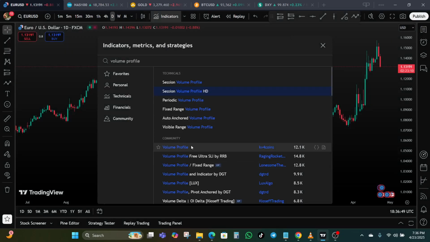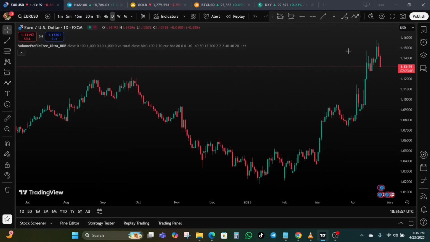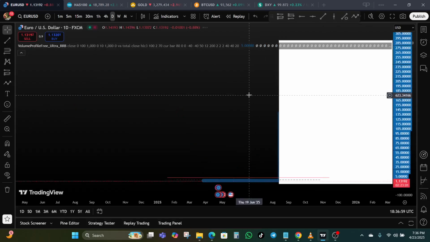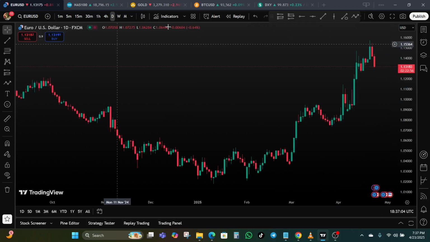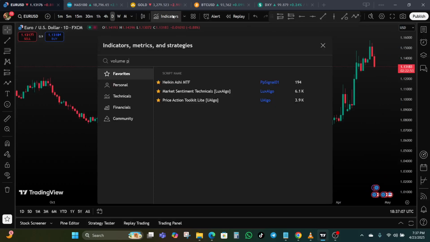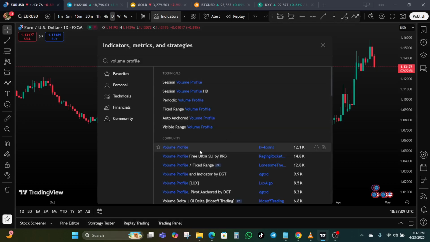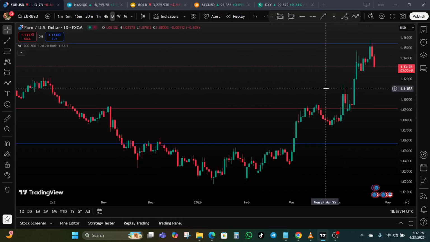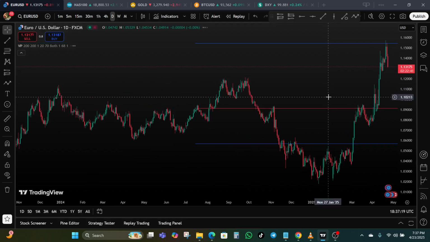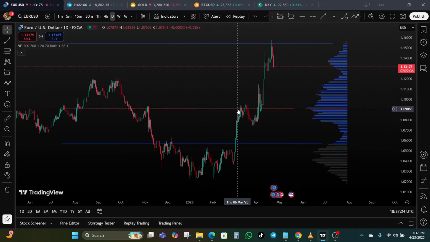Let's just use the community volume profile. So basically by using tools like the volume profile, you can clearly see where institutions are stepping in, right? And that is where you want to build your trading decisions.